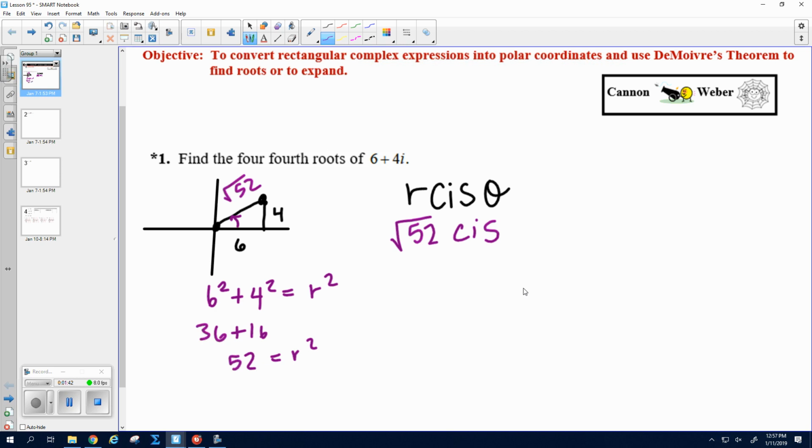Cosine, i sine. And now I need theta. You can really use any trig function, but I recommend tangent. The reason that I recommend tangent is because if you use the hypotenuse, you might have messed it up. So at least use what you started with, and then you'd be good to go. So to find this angle, tangent is opposite over adjacent. So I just can write tangent theta is 4 over 6.